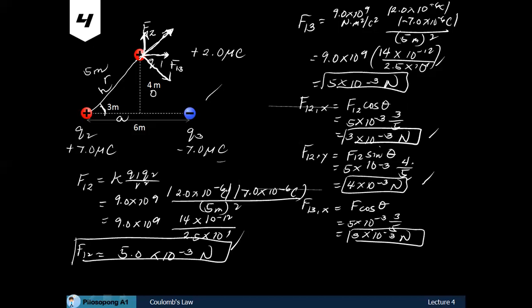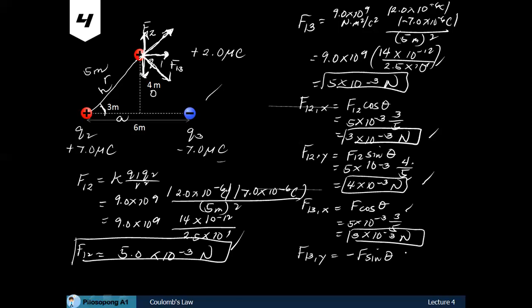For F13, this is the direction of the attractive force that affects Q1. So if you get the components, this is the x component, F13x, so that remains positive. But the y component of F13 is going downward in the Cartesian plane from the origin. So let us see what our answer will be now. F13y is equal to a negative sign already, negative F sine theta.